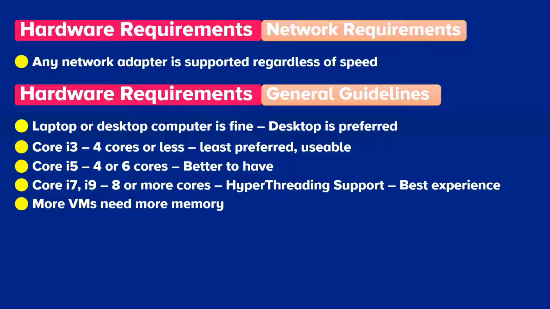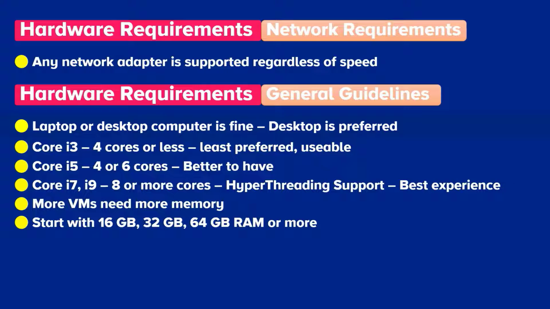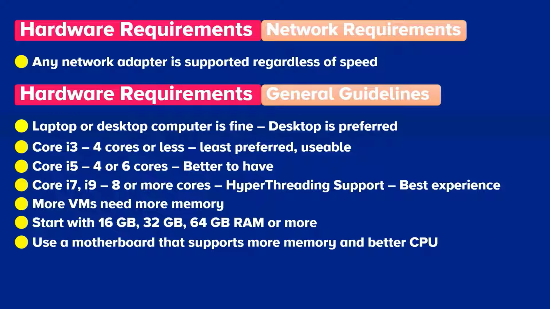If you're planning to run more virtual machines, then you need more memory. Like I said before, you need to consider how much memory you need to run the guest OS and the applications inside the virtual machines. You can start with 16 gig, 32 gig or 64 gig of RAM. But always use a motherboard that supports more memory and better CPU to make it future-proof.